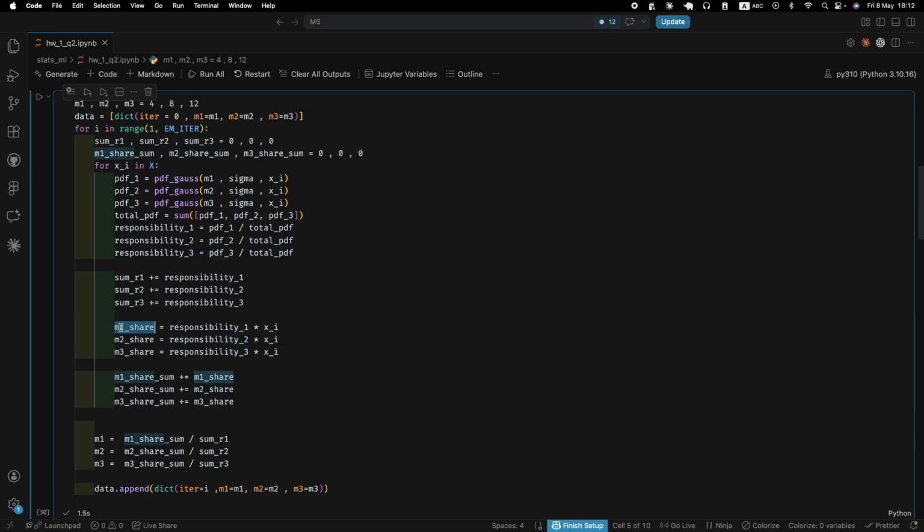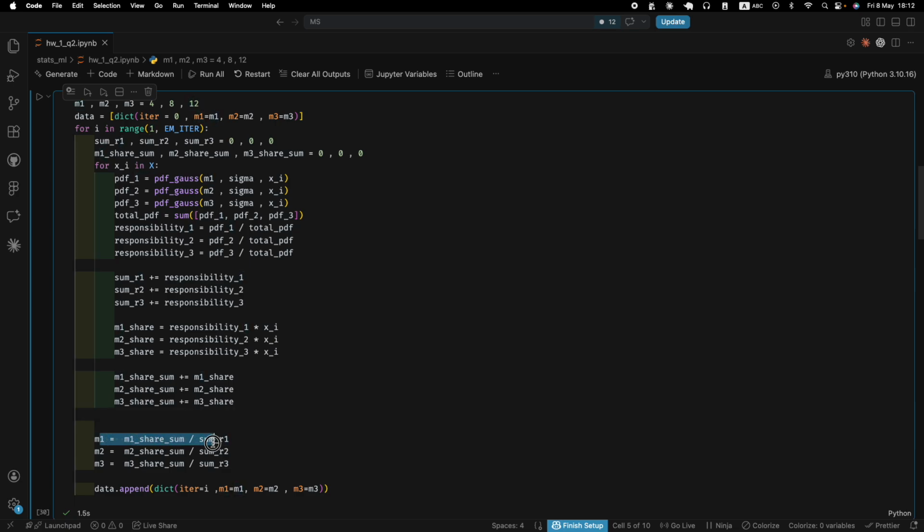How do we do it? We just do the responsibility times the x1 value. Okay? So the amount from each point which relates to this responsibility. Then we do it for both M2 and M3. And then I just add it to the total sum, the M1 share, and the M2 and M3 shares.